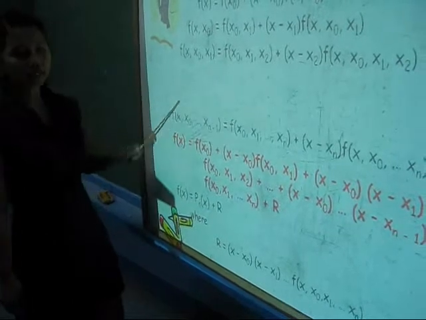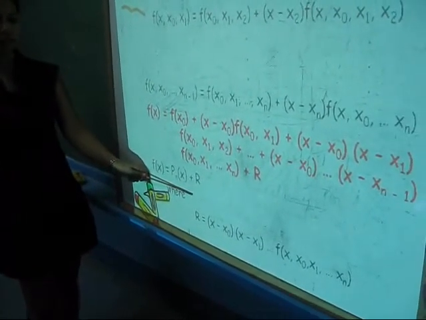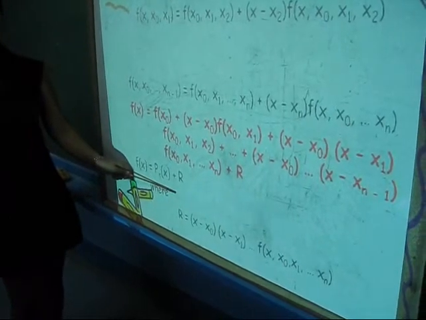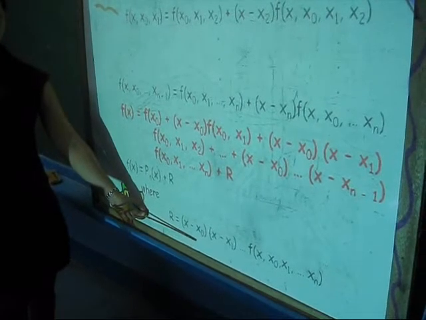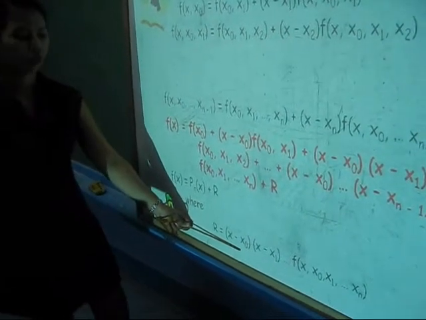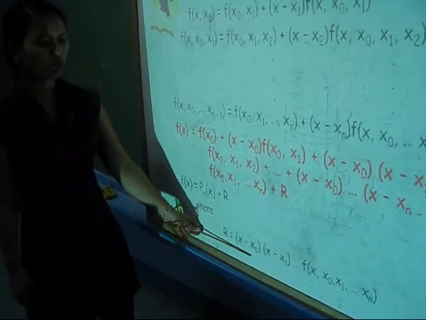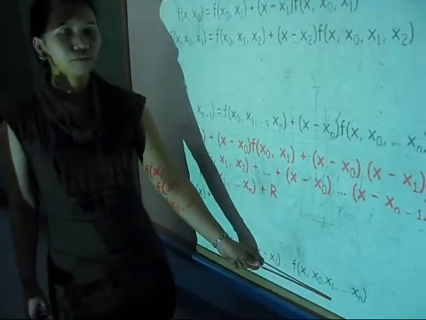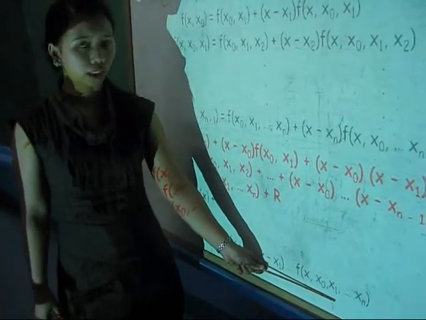And to sum up this equation, we have f of x is equal to p sub n of x plus r, wherein r is the remainder, which has this equation. R is equal to x minus x of 0 times x minus x of 1 up to x minus x of n, times f of x, x of 0, x of 1 up to x of n.